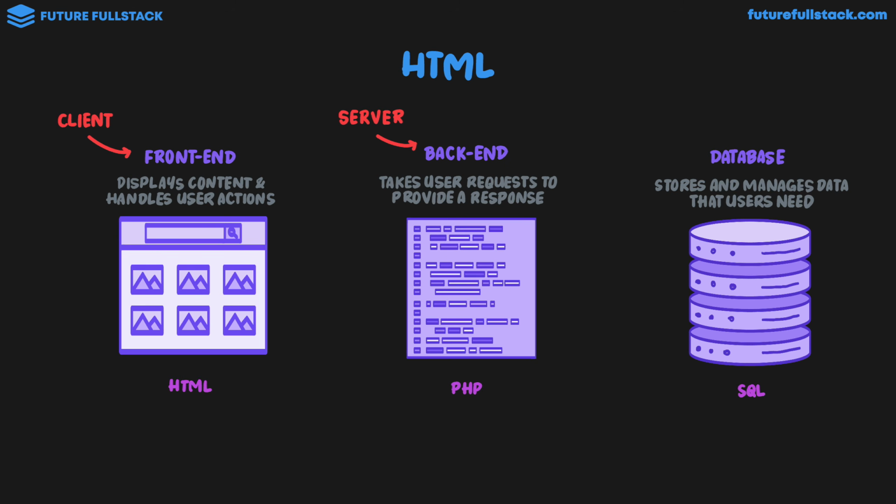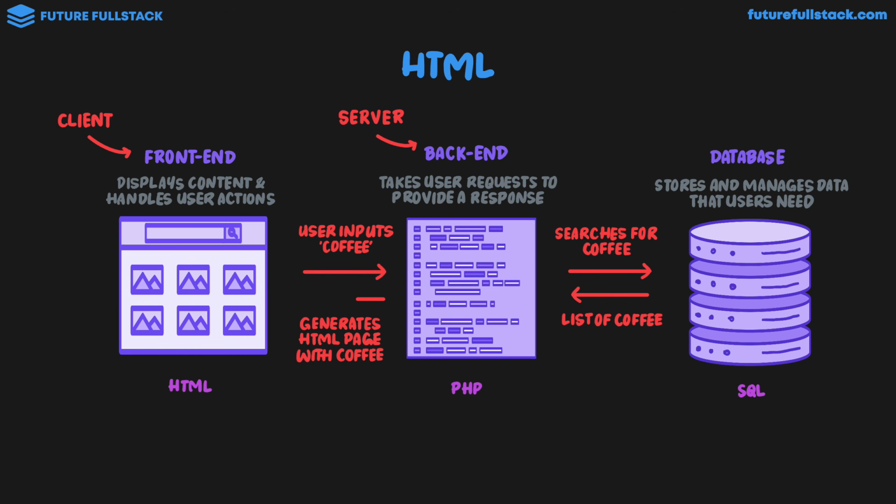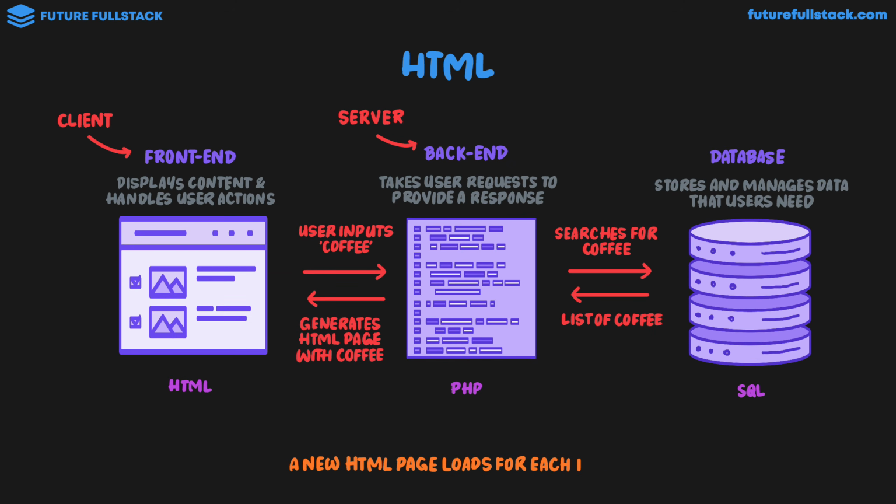So let's say I'm on Amazon.com and I want to buy some coffee. So the user inputs coffee on the front end. This goes to the back end. The back end applies some logic and searches for coffee in the database. The database will send back a list of all the coffee available on Amazon.com. And then the back end generates an HTML page with the coffee available in stock. Our web page then updates to show the list of available coffee. So what's really important here to understand is that a new HTML page loads for each request. Now I want you to keep that fact in the back of your mind, because when we look at JavaScript in a bit, we're going to see the power of what it's able to do.